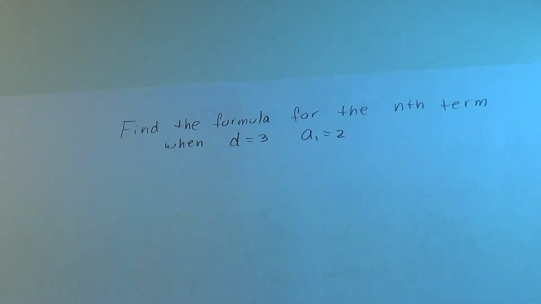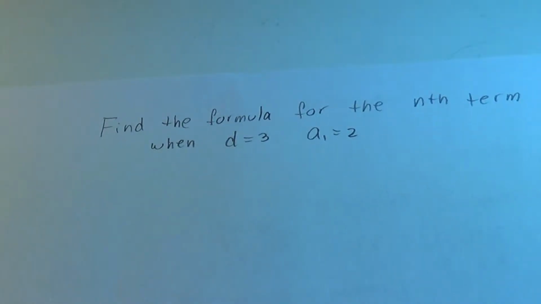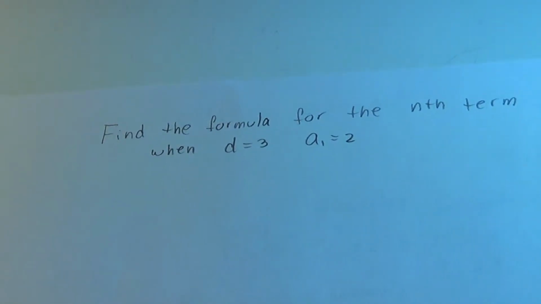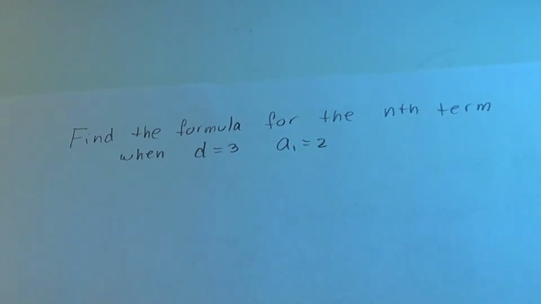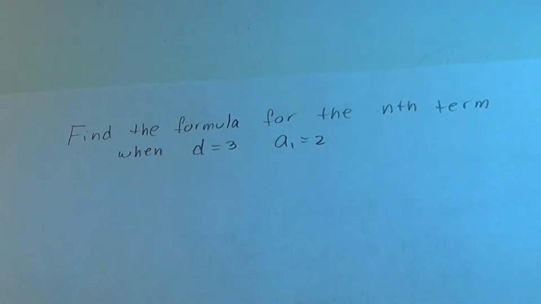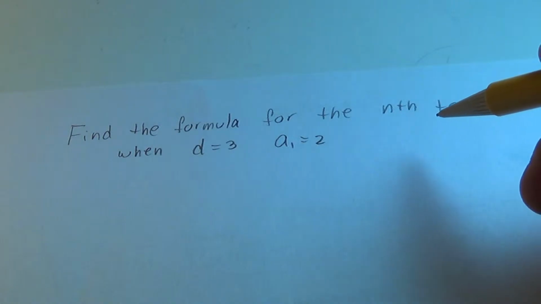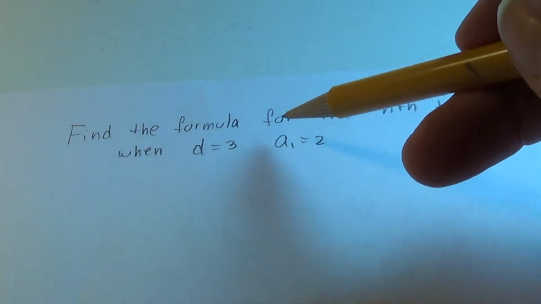Alright, let's use what we've just learned and see if it helps or not. Find the formula for the nth term when the common difference is 3 and the first term is 2. This is for an arithmetic sequence. So let's build our sequence.